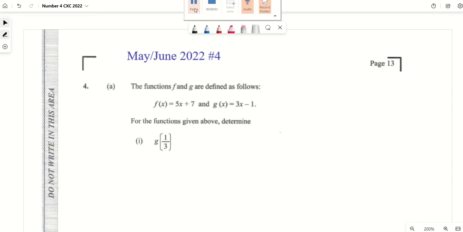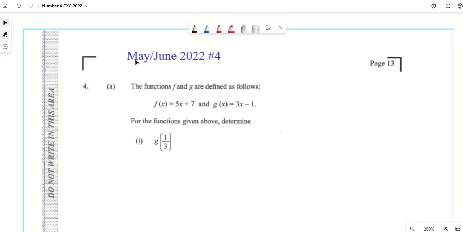Okay, good day, guys. So today we will be doing 2022 number 4. Now, number 4 questions are usually relations and functions and graphs. So we will be doing the answers, or the solutions, I should say, for May/June 2022 number 4.